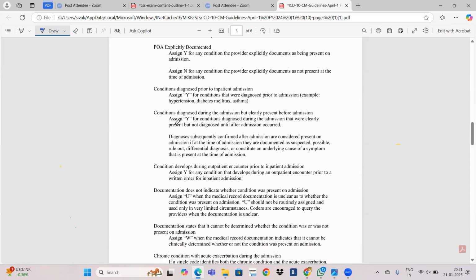So first thing, if POA is explicitly documented, which means the provider directly says that the condition was present at the time of admission, then you need to give Y. If the provider directly says that the condition was not present on admission, then you need to give N. Then conditions diagnosed prior to inpatient admission, like hypertension, diabetes, asthma, some chronic, lifelong conditions the patient has. For those conditions already present at the time of admission, what do we need to give? Y indicator. Okay, Y.